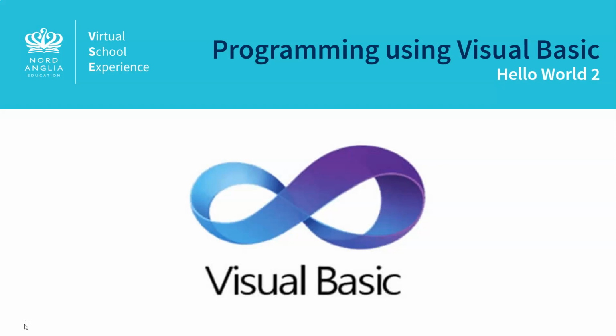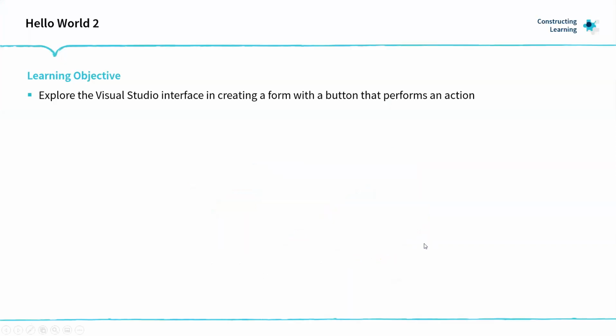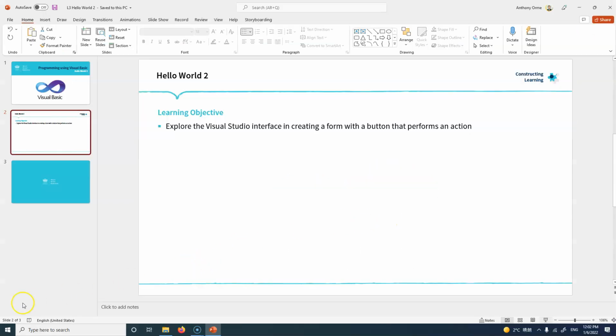In this tutorial we're going to relook at the Hello World lesson from lesson 1, but instead of it appearing as a message box, we're going to show it as a label. So we're going to explore the interface in creating a form with a button that performs an action, very similar to before, but this time showing it as a label instead of a message box.